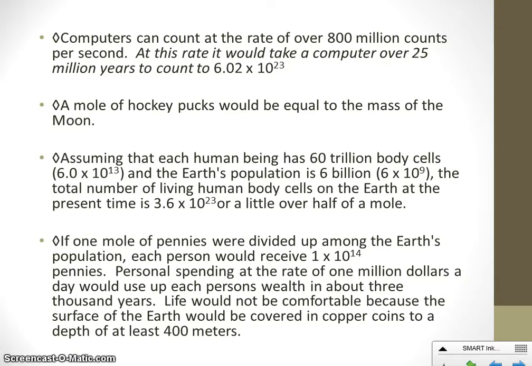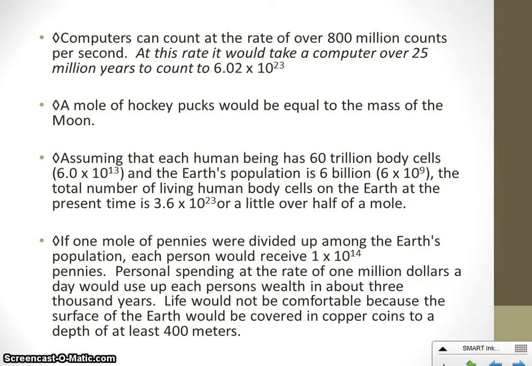A computer can count at a rate of 800 million counts per second. If we can count 800 million counts per second, it would still take 25 million years to count up to the number 6.02 times 10 to the 23rd. Okay? If we had a mole of hockey pucks, the mass would be equal to the moon.